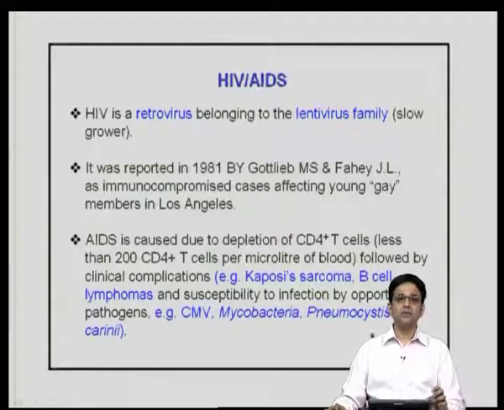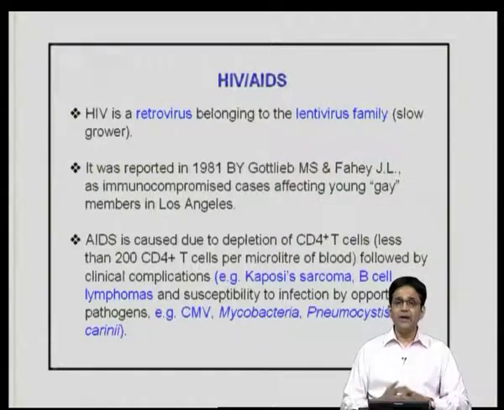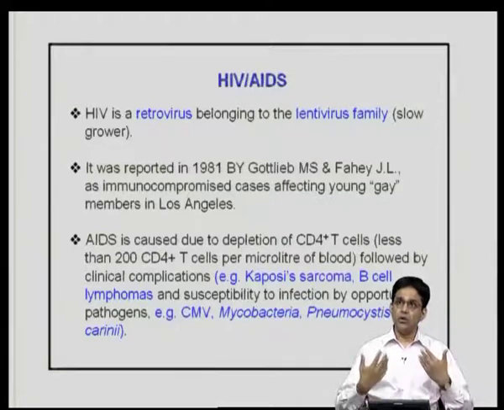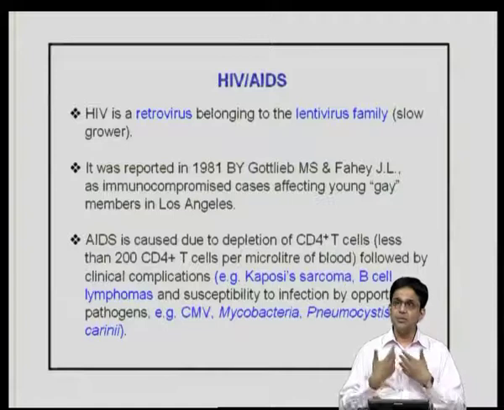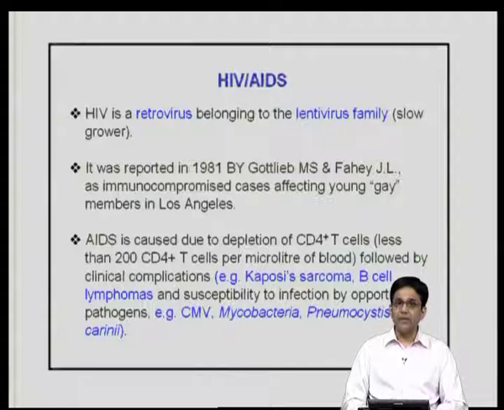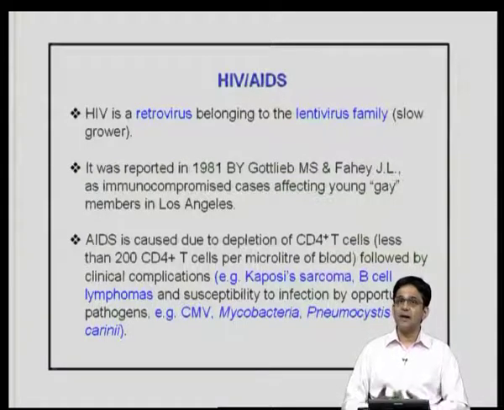So what happens in the case of AIDS is that AIDS causes depletion of CD4 positive cells, which means you have less than 200 CD4 positive T cells per microliter of blood. Because of the lowered CD4 cell number, you have clinical complications. You have Kaposi sarcoma, a type of tumor that takes over. You have B cell lymphoma. So you see your immunity is compromised. Now tumors as well as susceptibility to infection increase. So you have infections by opportunistic pathogens like cytomegalovirus, mycobacteria, Pneumocystis carinii, etc.